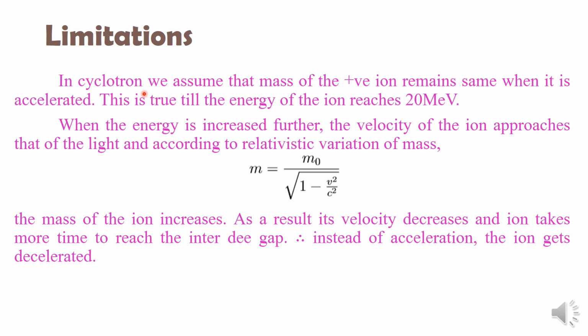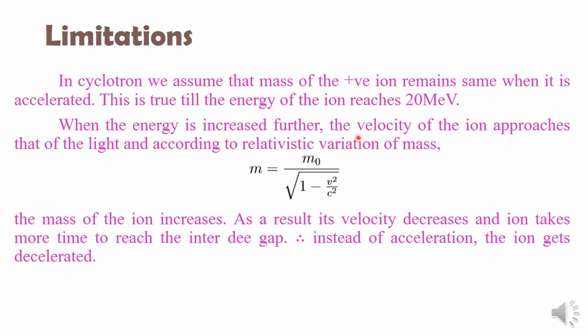In cyclotron, we assume that the mass of the ion remains the same when it is accelerated, and this is true till the energy of the ion reaches 20 mega electron volt. That means when the particle is accelerating, the mass of the ion will remain the same, and this is only up to 20 mega electron volt.